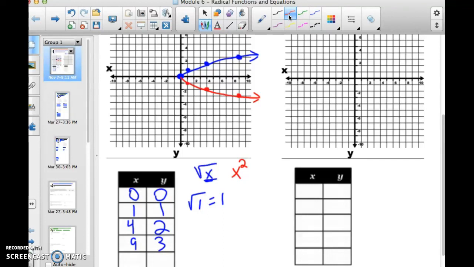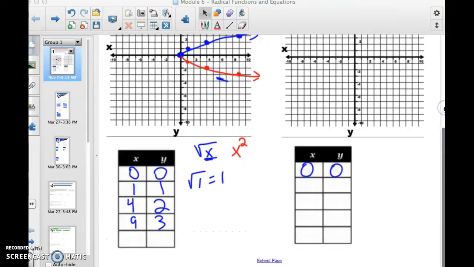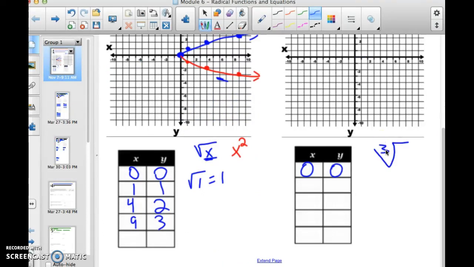But all we really care about for now is the graph in blue. The graph in blue is the square root of x. That is the parent function we care about. Now, moving on to the cube root. The first input I'm going to use is 0, and for my reference point, I'll write the cube root of x. And the cube root of 0 is 0.